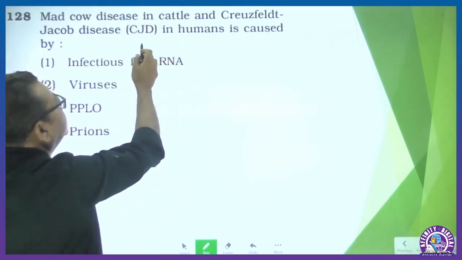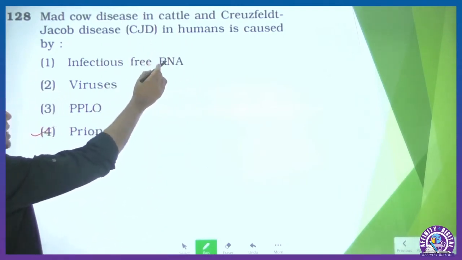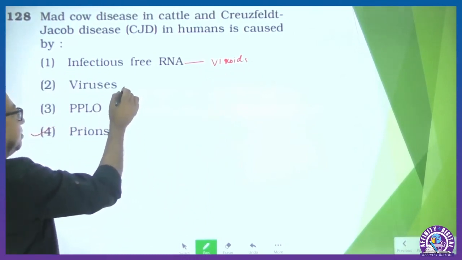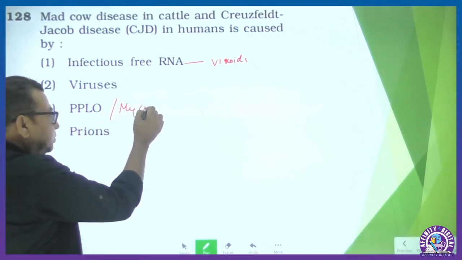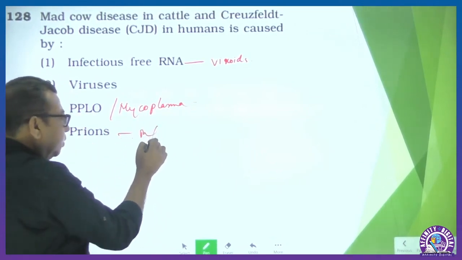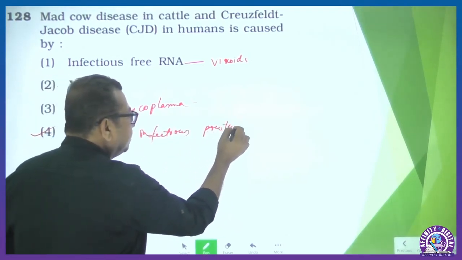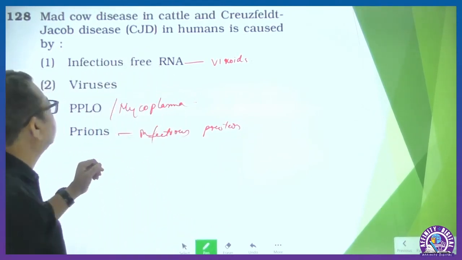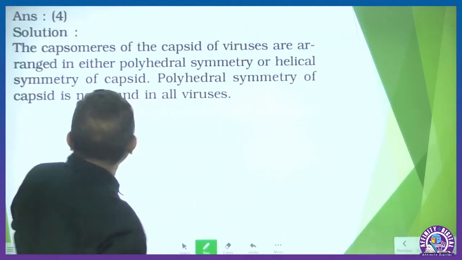Creutzfeldt-Jakob disease, another degenerative disease in humans, is caused by what? Prions. And what are infectious pre-RNA? Infectious pre-RNA are called viroids. And viruses are infectious nucleoprotein particles. PPLO means mycoplasma, the smallest living cells on earth. Prions are infectious proteins. Two prion diseases have been given in this question, mad cow disease and Creutzfeldt-Jakob disease. I have put everything in the solution, so you can look at the solution later.